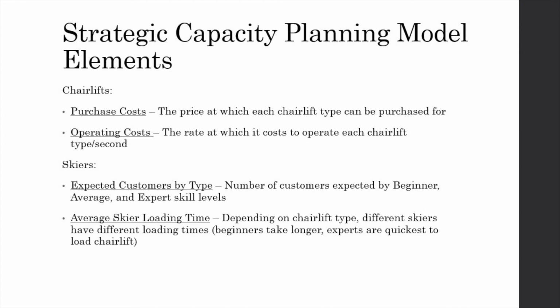And additionally, for each one of these skill level types, once again using the historical data that we have built up and just our knowledge of the industry, we have come up with an average skier loading time for each one of those types of customers that will be using the Diamondback face.